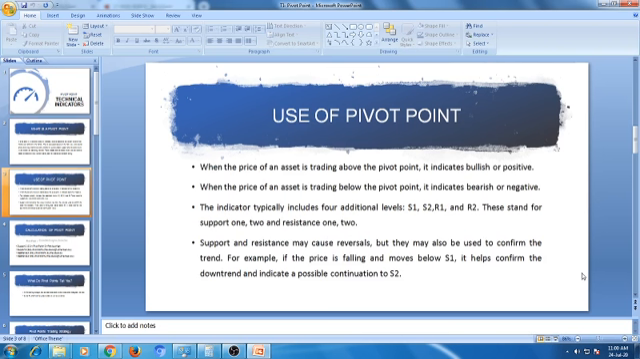What are the uses of pivot point? In general, if the price of an asset is trading above the pivot point, it is considered bullish. Similarly, if the price of an asset is trading below its pivot point, it is considered bearish.